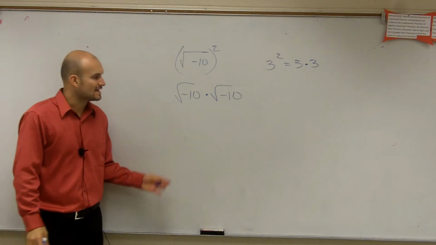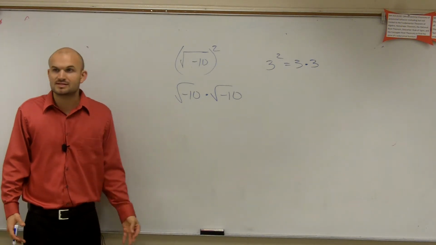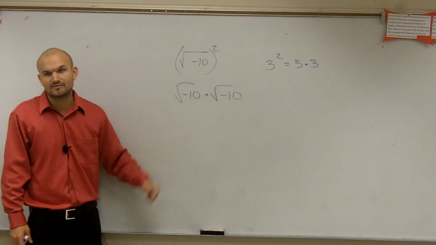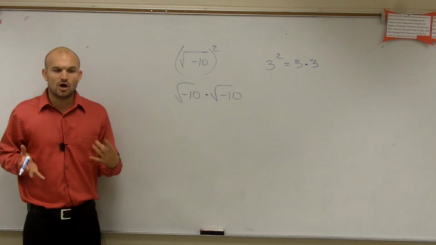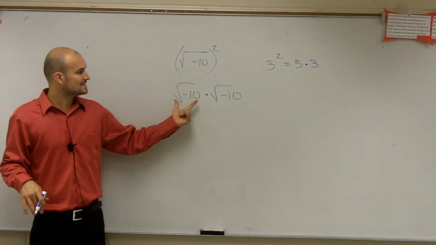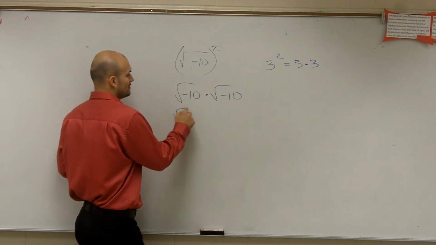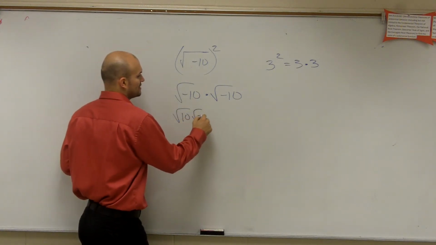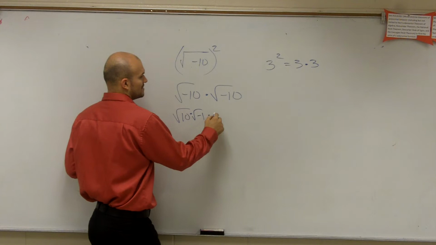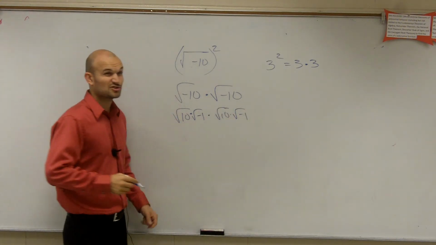Now, before we get into anything crazy, I want to use the principal square root method to simplify this. All right, we can't take the square root of negative 10. So when solving this, one way to solve this is let's rewrite this using the square root principle. I can rewrite these as square root of 10 times square root of negative 1 times square root of 10 times square root of negative 1. All right, that was the square root principle.